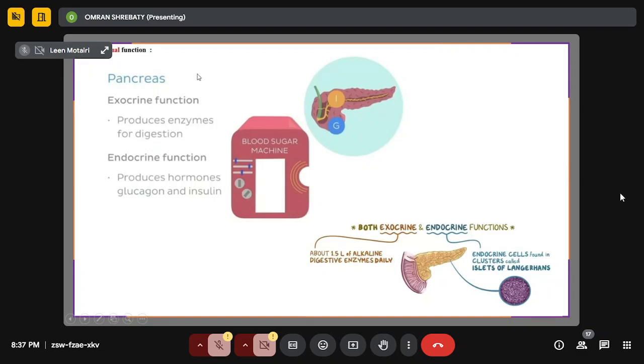Regarding the function, it has a dual function, as we already said, because it has an exocrine function as well as an endocrine function. The exocrine function produces the enzymes for digestion, while the endocrine function produces hormones like glucagon and insulin. Those are the two most important. So as we said, about 1.5 liters of alkaline digestive enzymes are secreted daily as the exocrine, while the endocrine cells are found in clusters. We call those clusters islets of Langerhans. We will know more about them.